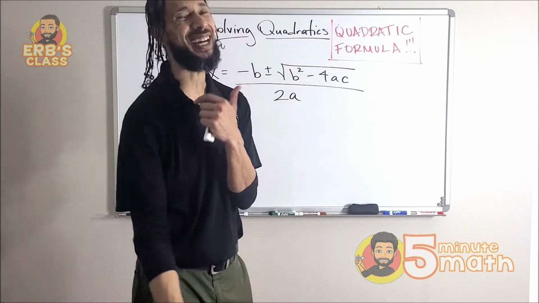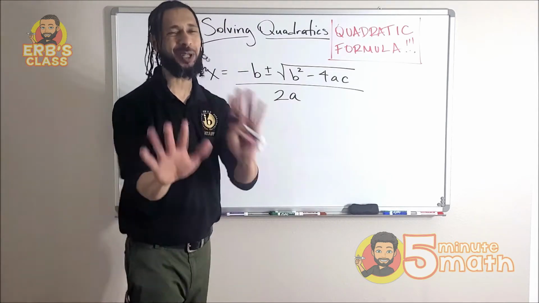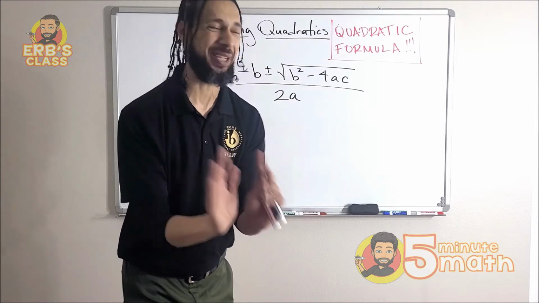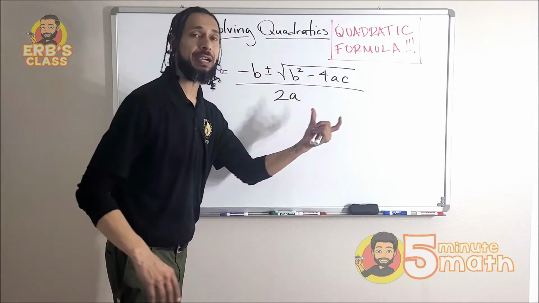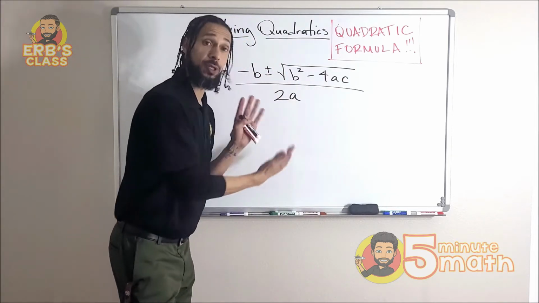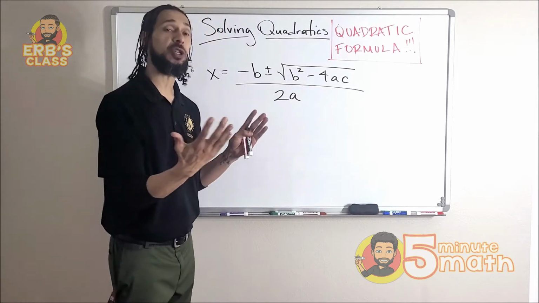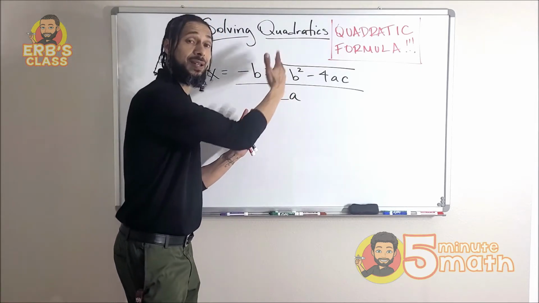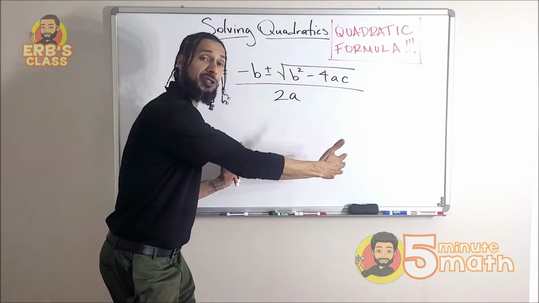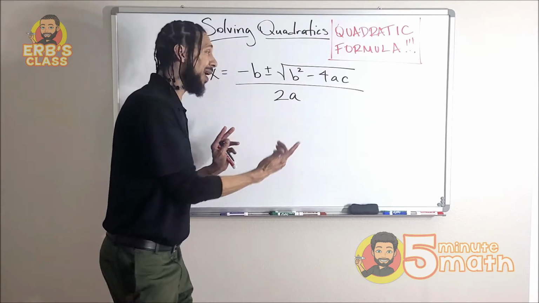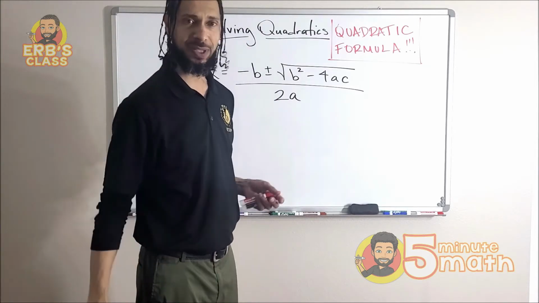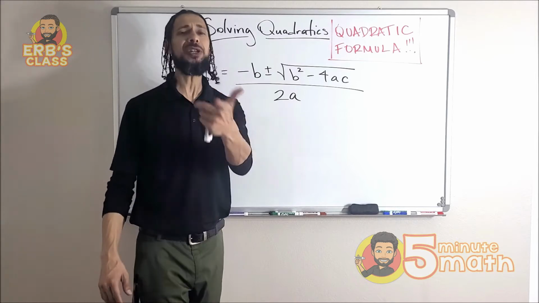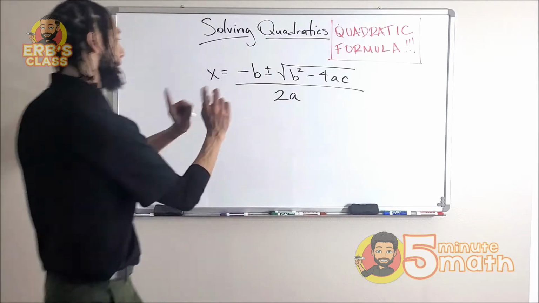Ooh, I know you looked at that. You're like, what? Okay, just give me a second to explain. Now, every letter in here is going to correspond to a number. So what we're going to do is take this A, this B, and this C off of our quadratic equation that we're trying to solve. We're just going to plug the numbers in there and do some arithmetic. Let me show you more about what I mean.